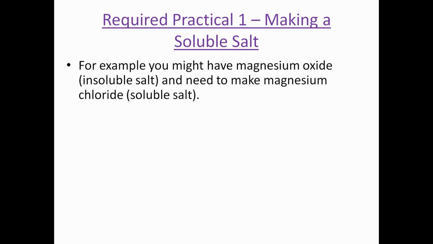You could also use for your insoluble salt here, instead of magnesium oxide, magnesium carbonate. So, to make the magnesium chloride, you're going to need to react it with an acid. And we're going to need to use hydrochloric acid in this case because we're making a chloride, and you'll remember from the names of the salts, it's exactly the same thing. We're reacting an oxide with an acid. If we want to make a chloride, we're going to need to use hydrochloric acid.